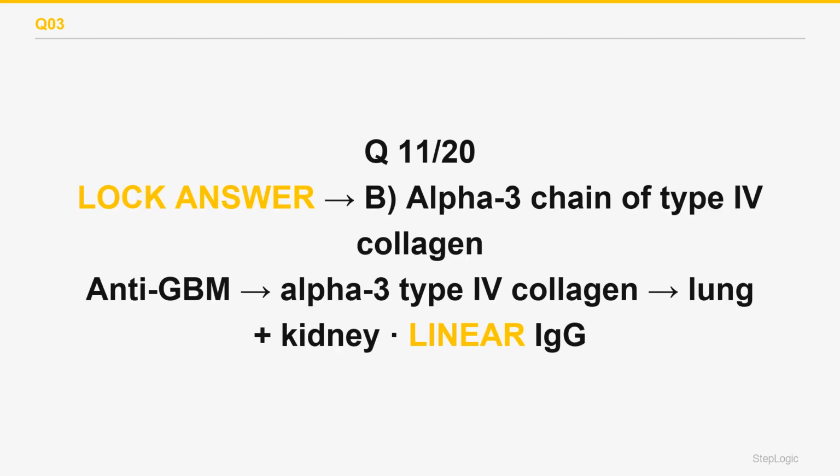Choice A, PLA2R, is membranous nephropathy. Choice C, double-stranded DNA, is lupus, which shows a full-house granular pattern, not linear. Choice D, myeloperoxidase, is MPO ANCA vasculitis, which is pauci-immune with no immune deposits. The linear pattern is unique to anti-GBM.